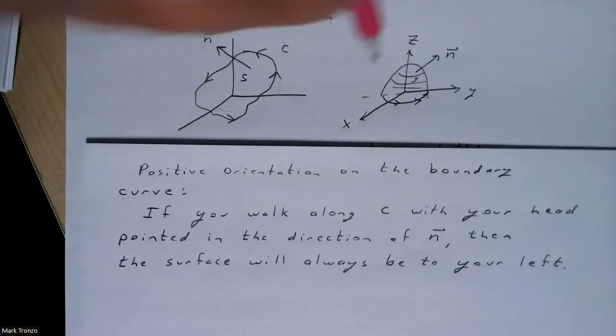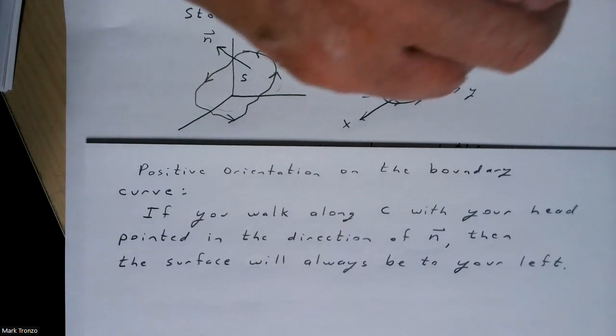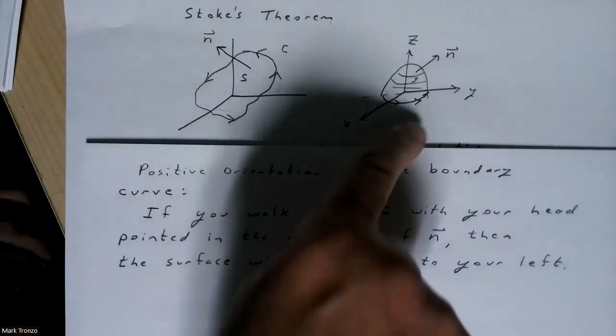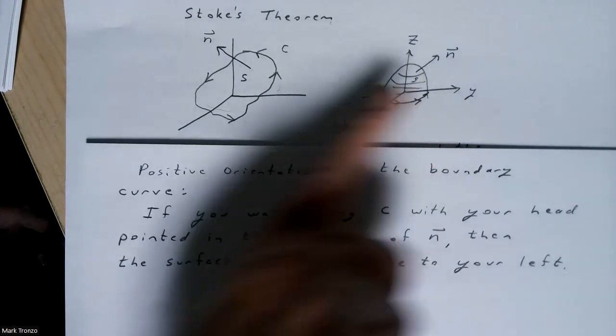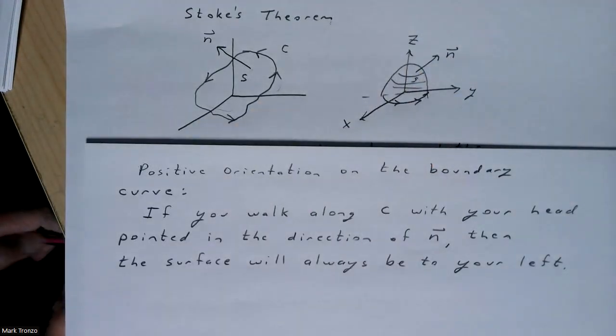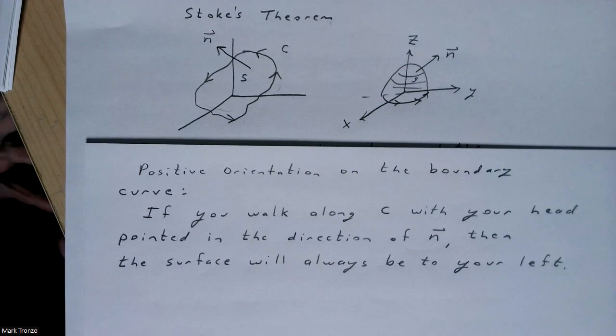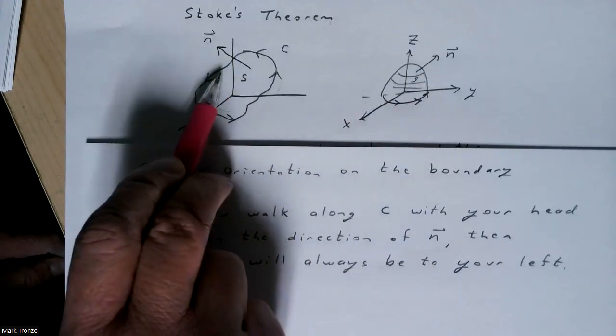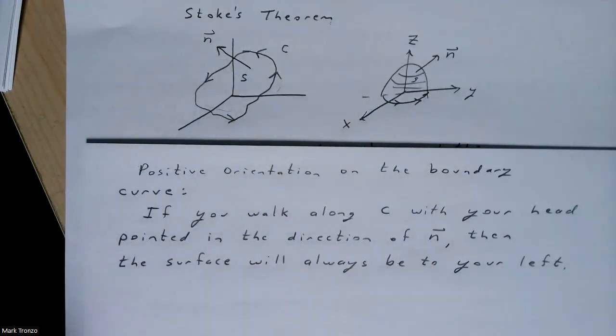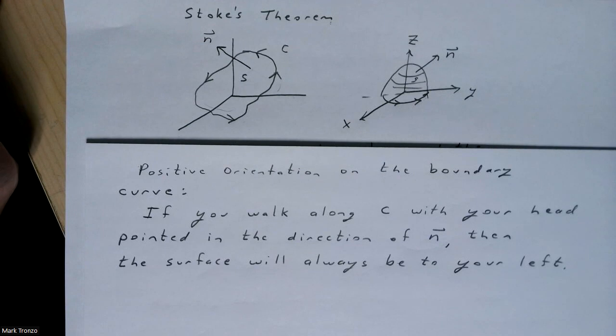If they had defined the normal going inward, then notice if you're walking with your head in that direction, on the bottom of this, it would be negative orientation. And of course, if it's negative orientation, you would just change the integral to a negative when you do it. But in the problem, they would have to either tell you what direction these are pointing, or sometimes they'll just say positive orientation, and then you automatically know that you have positive orientation.